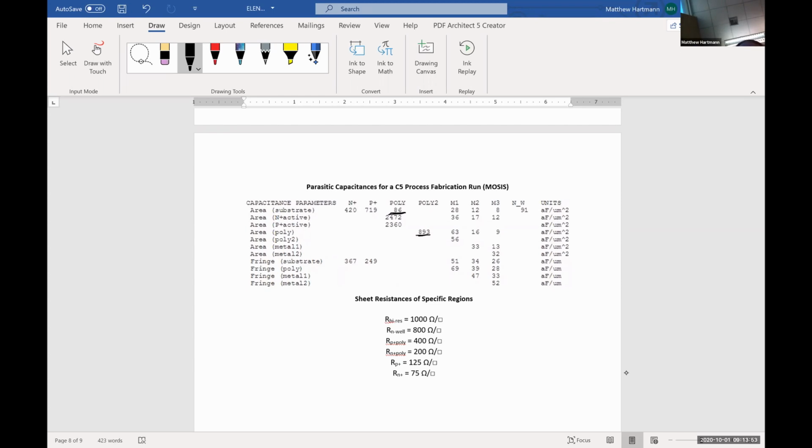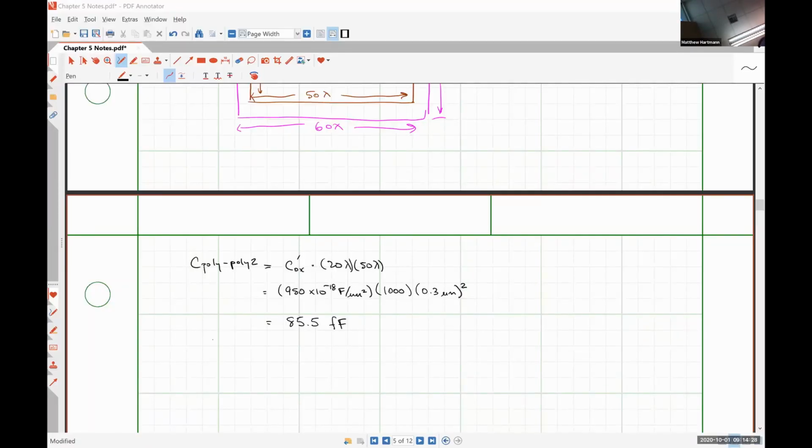Let's see. There's no data for poly to substrate fringe capacitance, and there's no data for poly 2 to poly fringe capacitance as well. So they're either so small they don't matter, or for whatever reason they didn't test for those parameters. So we're going to assume here that our fringe capacitances are 0. All right. So 86 is the number that we'll be using. So this is C poly to sub.